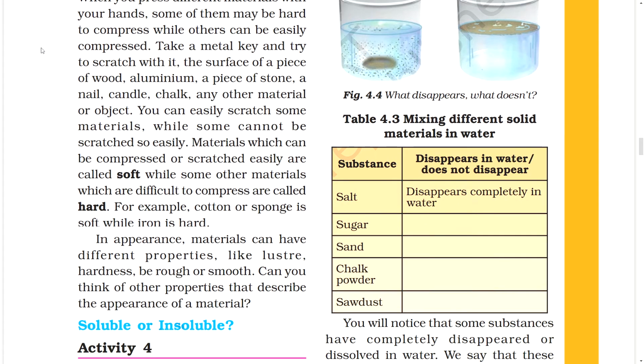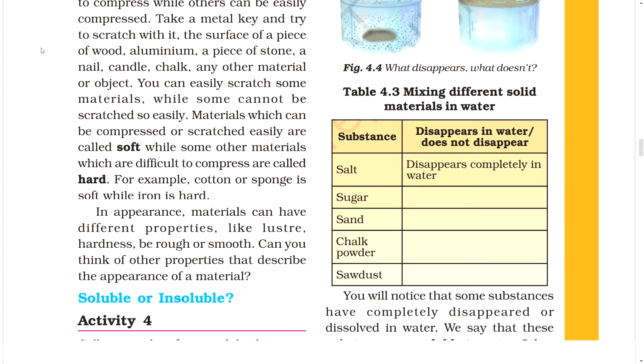Table. Mixing different solid materials in water. Substance: disappears in water or does not disappear. Salt disappears completely in water. Sugar, sand, chalk powder, sawdust. Do this and comment on this.